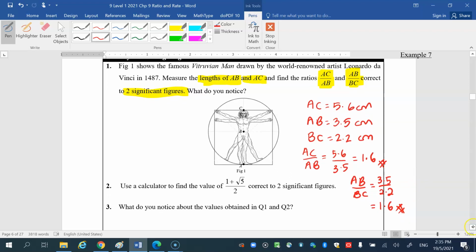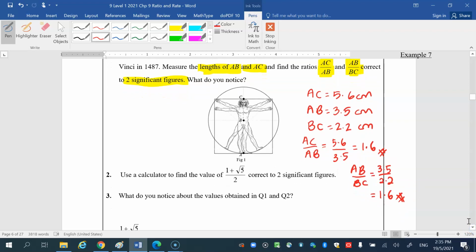So you realize that the two ratios are actually the same. Now let's look at question 2. Question 2 says use a calculator to find the value of 1 plus square root 5 divided by 2, correct to 2SF again. When you press calculator for this value, let's do it. 1 plus square root 5 divided by 2. Aha, you realize you get 1.618033989. Okay, so to 2SF, that is also 1.6. Just now also was 2SF.